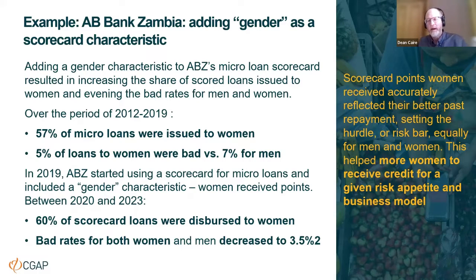But importantly, the bad rates for men and women both decreased to 3.5%. So that, on the one hand, is not the outcome you necessarily expect, because the fact that it decreased is related to things outside of that characteristic in the scorecard, right? But the important idea is that it became equal for men and women. So now you're increasing the loans to women, and you're getting the same bad rate for both genders, and that arguably is the most fair and appropriate outcome.